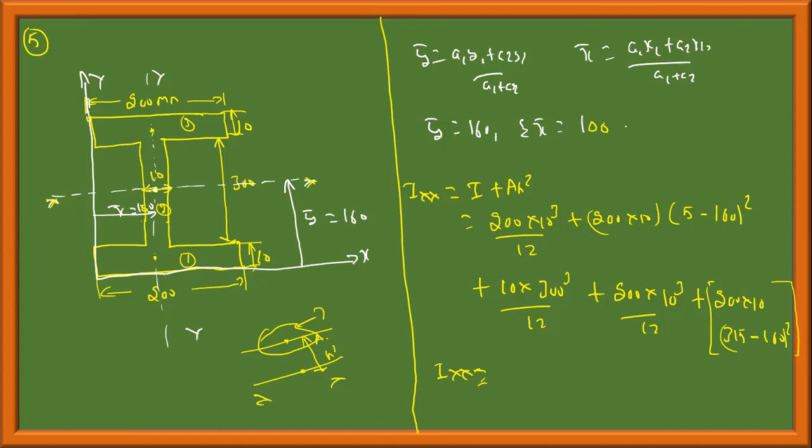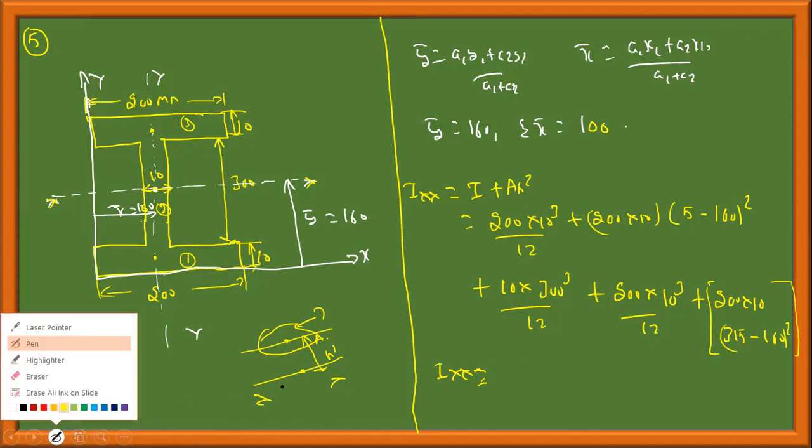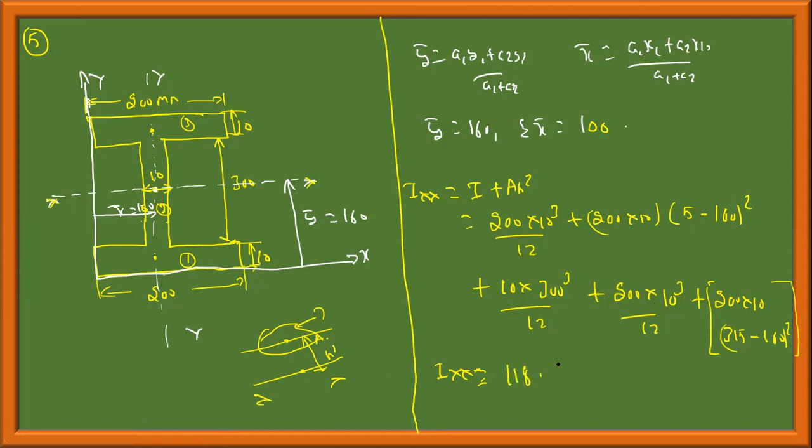How much are you getting? Why so slow? Sushil, Mekala, Lokesh. 5 minutes remaining. You should tell me fast. How much did you get? Is it 118.633 into 10 power 6 mm power 4? Are you getting this?